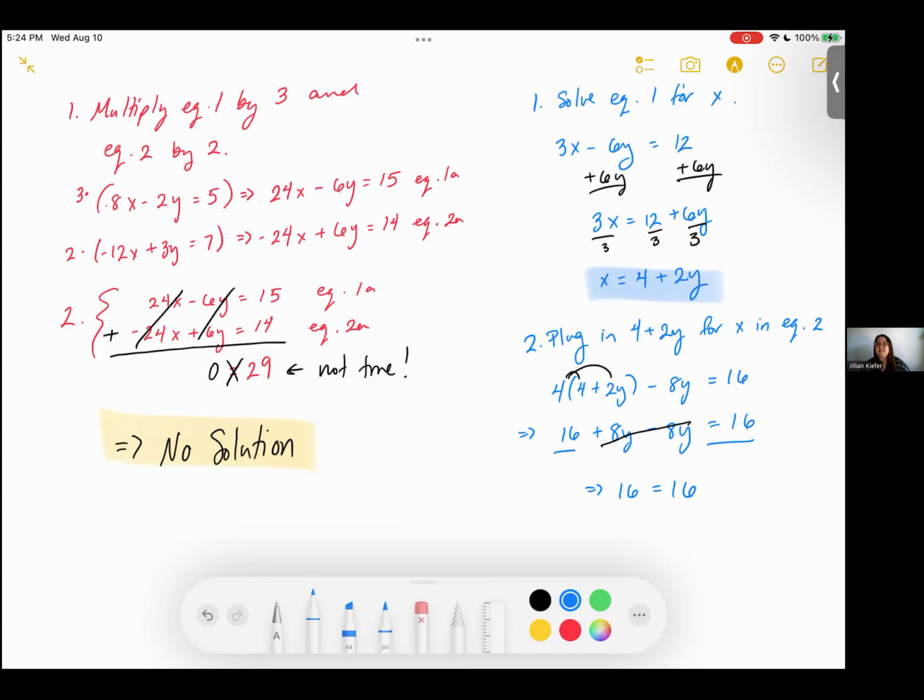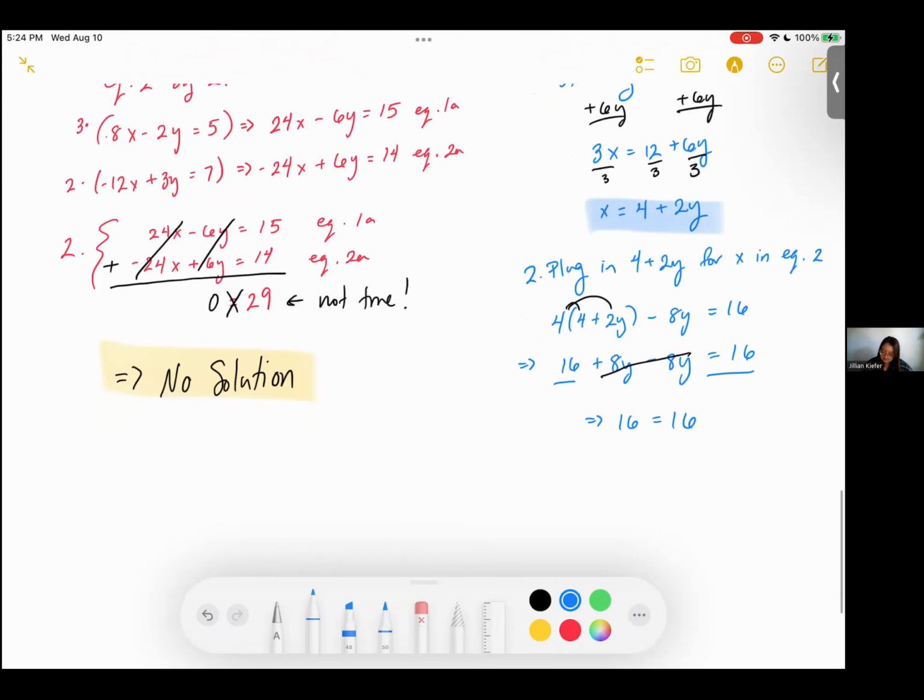But what that tells us is that it really doesn't matter what x or y are. Any value of x and any value of y that's a solution for one is a solution for both, for any values of x or y. So if 16 is equal to 16, that means that it's always true. Doesn't matter what x and y are. So in this case, our answer would be that we had infinitely many solutions.